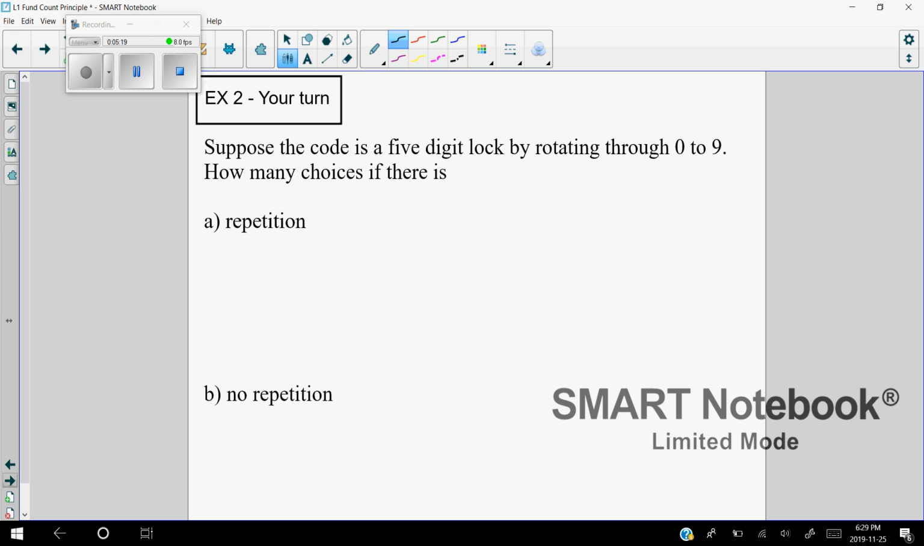Next example. This one is your turn. Suppose the code is a 5-digit lock by rotating through 0 to 9. How many choices if there is repetition and no repetition? So pause the video and fill in your answer.